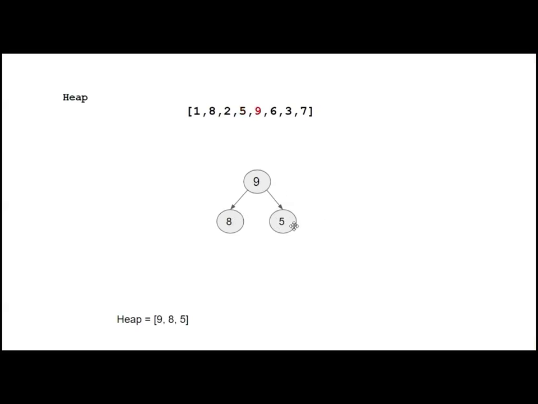So 9, 8, 5. And then we have a 6. We compare here, no, and then we compare here, no, we compare here, yes. So we remove 5, we put 6. So we have a 6 here.